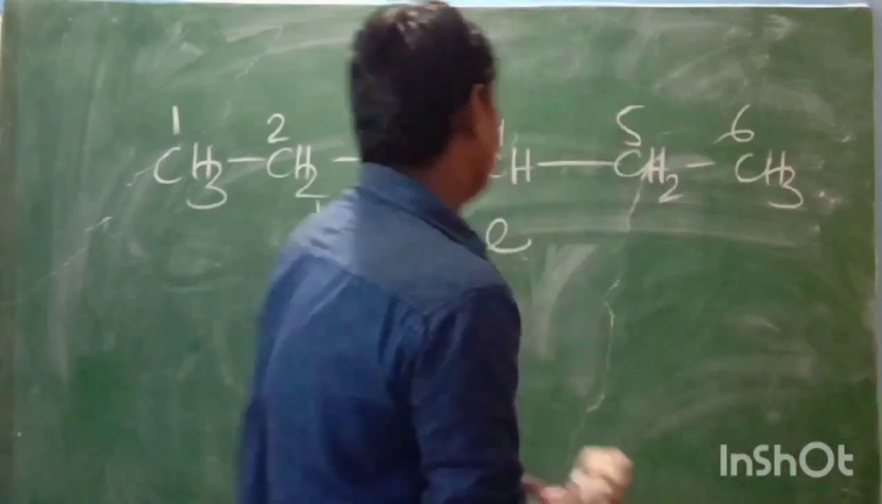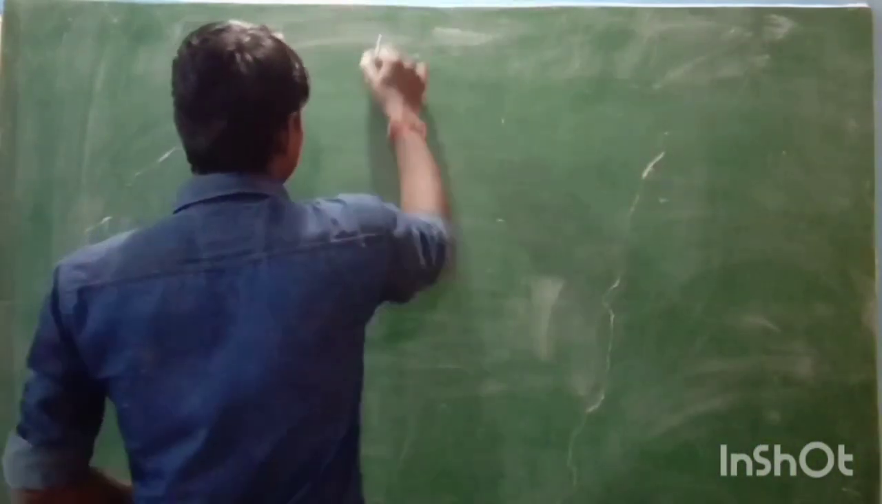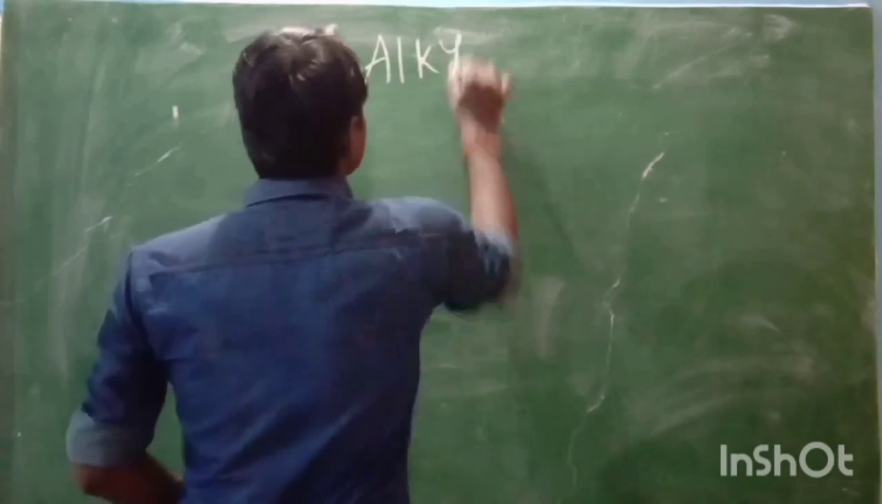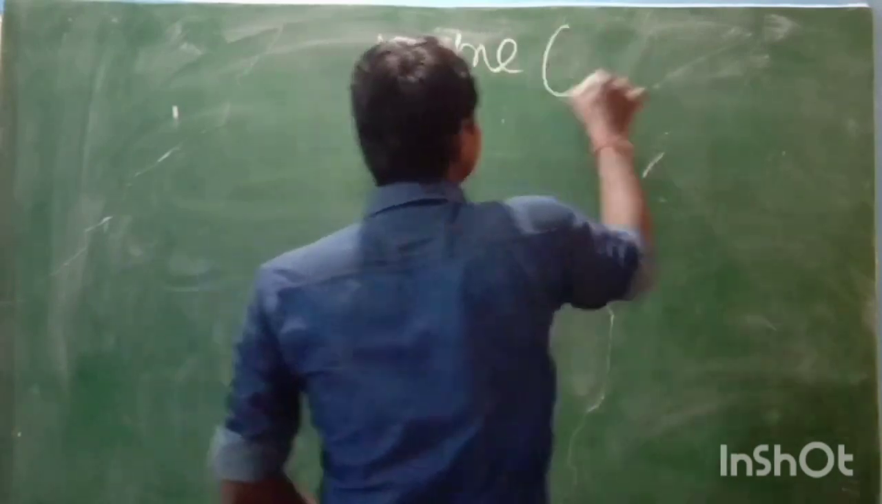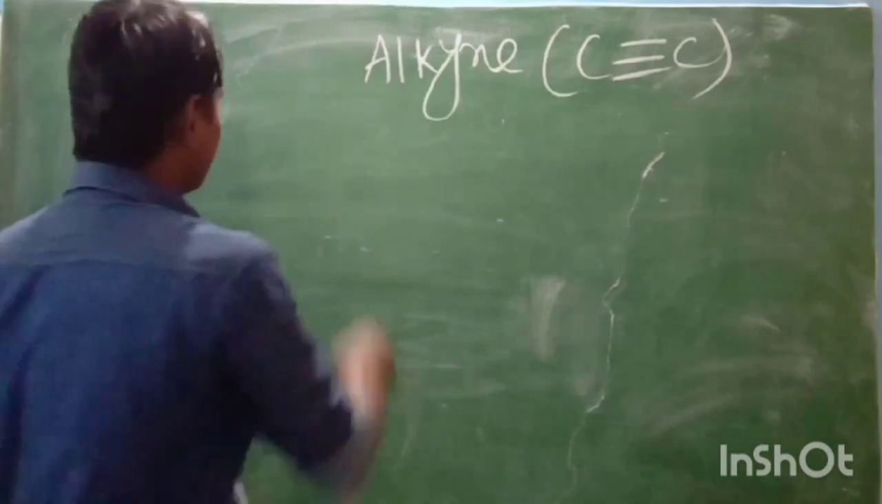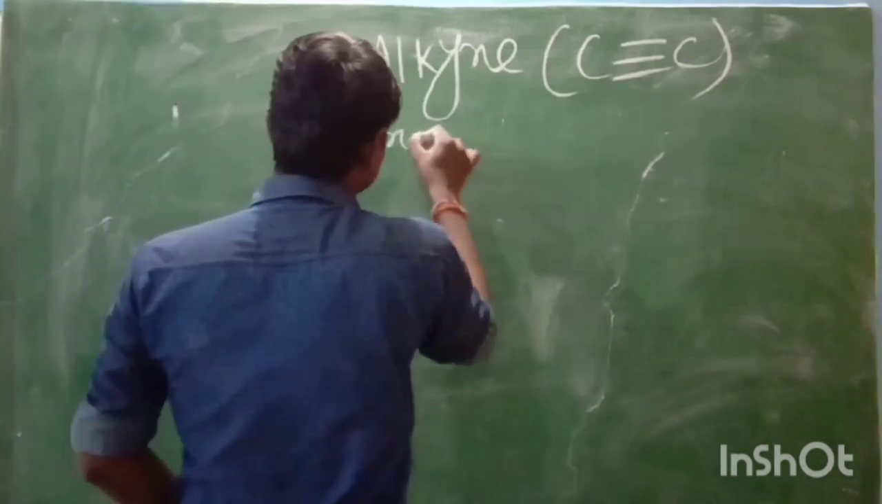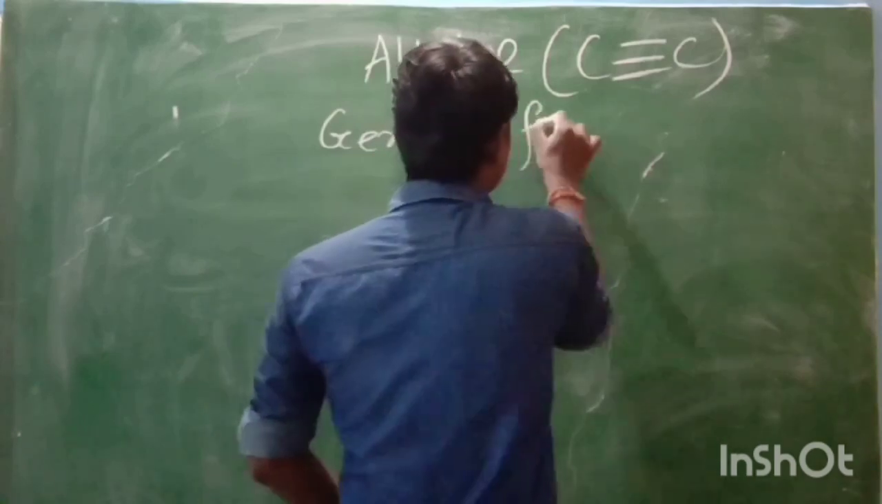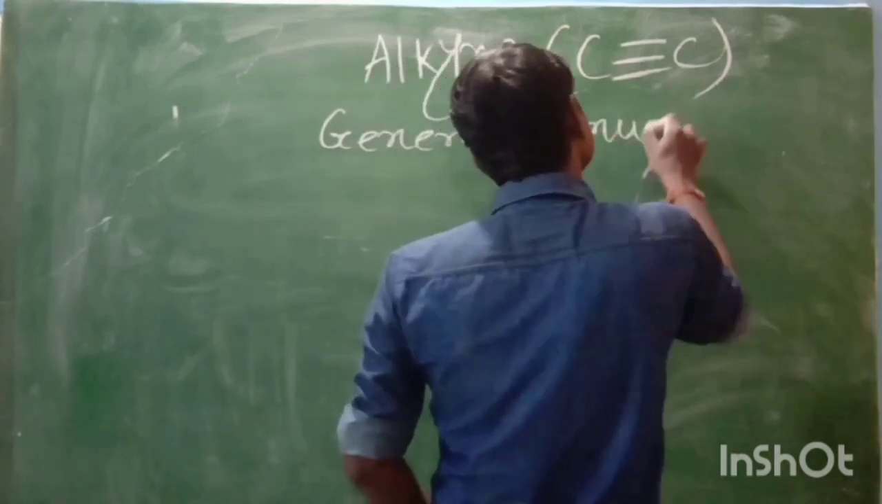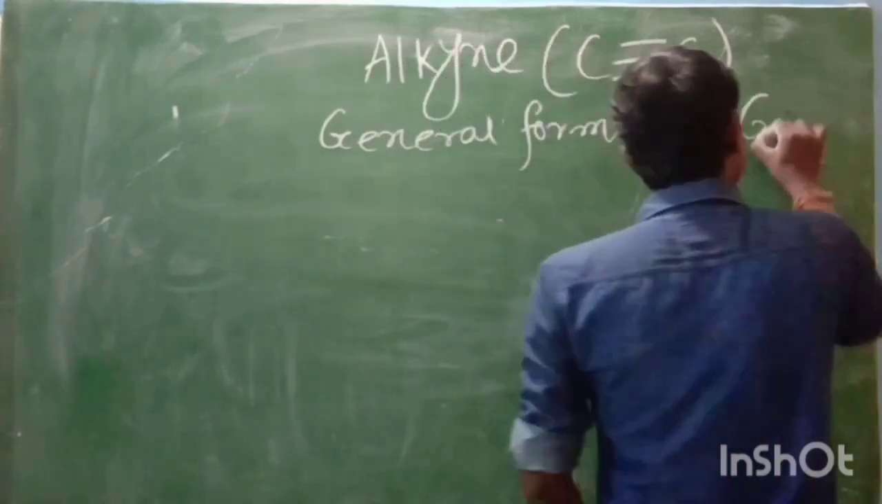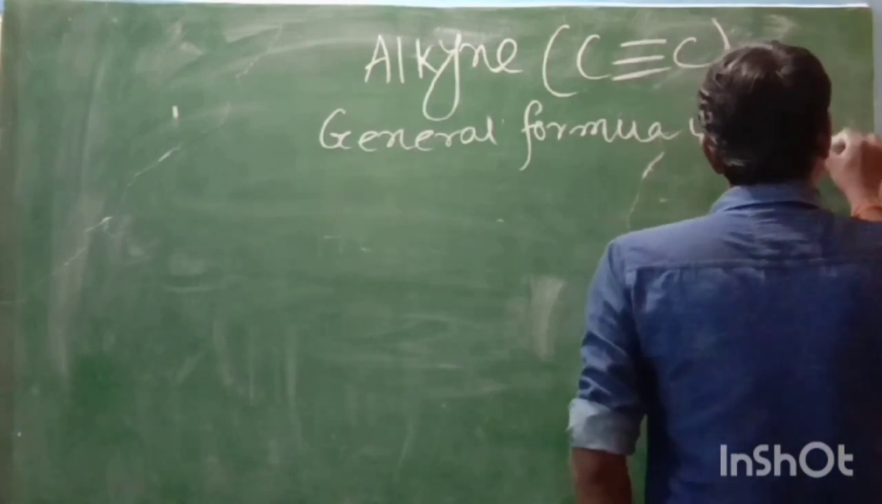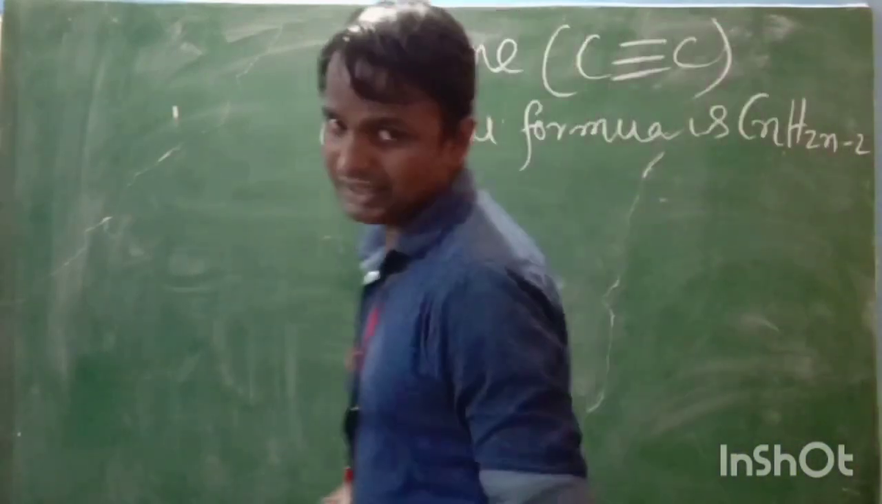Next we explain the nomenclature of alkynes, I mean carbon triple bonds. The general formula is CnH2n minus 2.